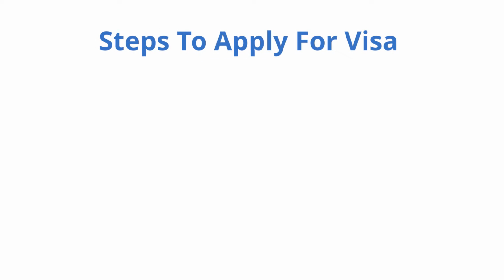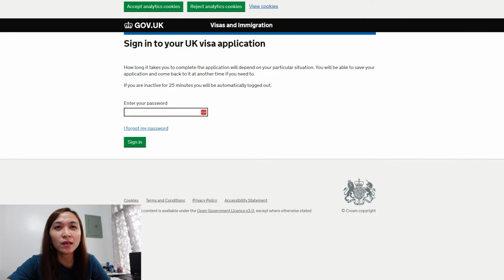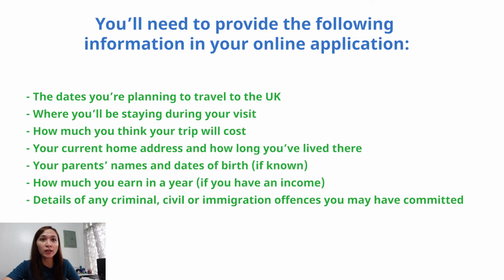Second step that you will need to take is to apply for the visa online. So you will go to this website. This is the government.uk website. So you will be applying for your application online. So dito mo siya gagawin lahat. And I cannot walk you through it now because I am done with my application, but I will tell you what are the needed information, usual questions that you will find in this website. You will need to provide the following information in your online application.